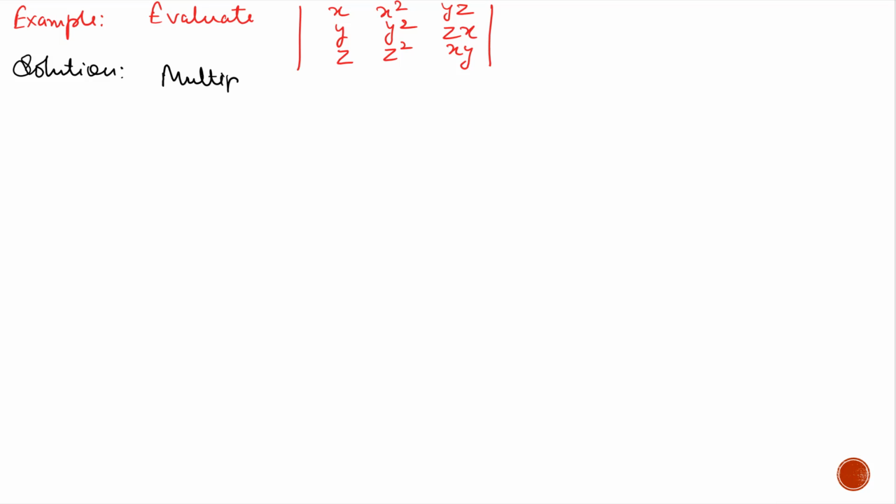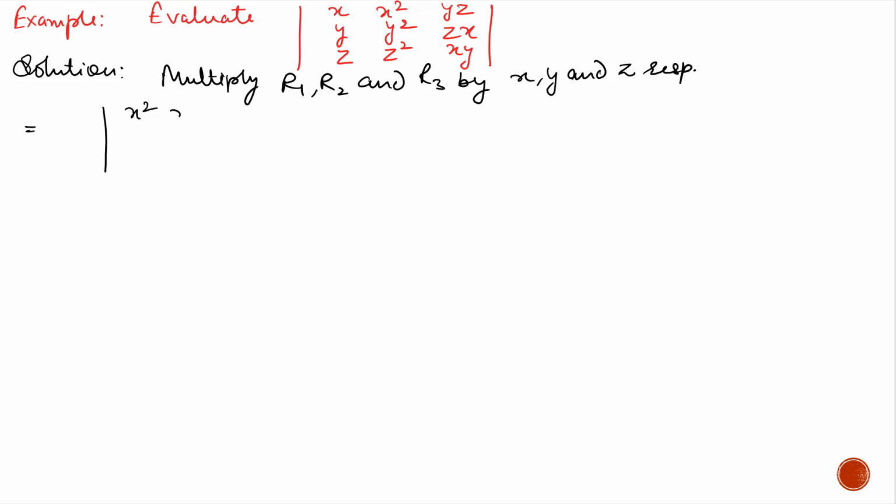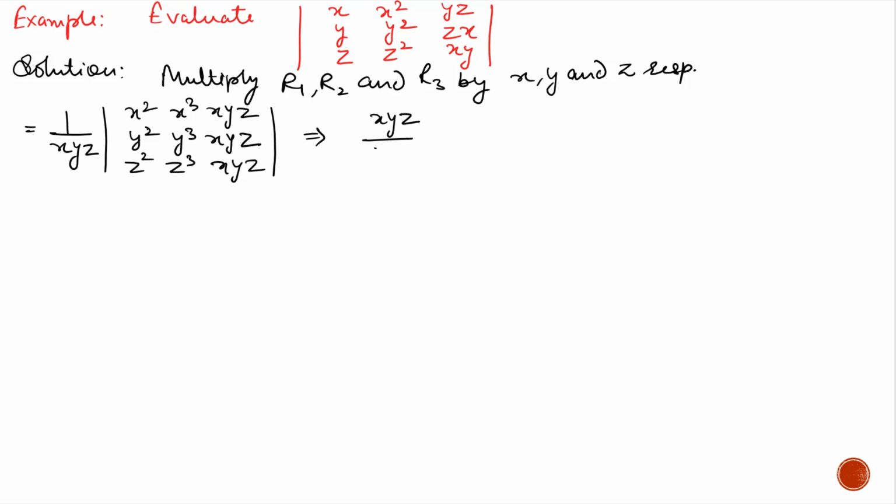Multiply row 1, 2 and 3 by x, y and z respectively. So we will get in the first row x square, x cube, xyz and whole divided by x; y square, y cube, xyz in the second row and whole divided by y; third row z square, z cube, xyz and the whole divided by z. Now we take xyz common. The first two columns remain same. In the third column we will get 1, 1, 1.